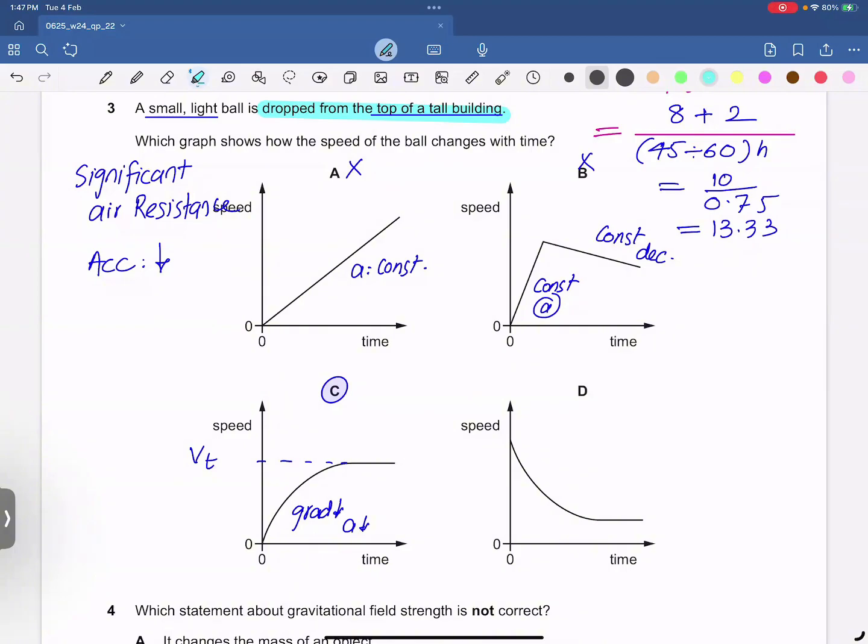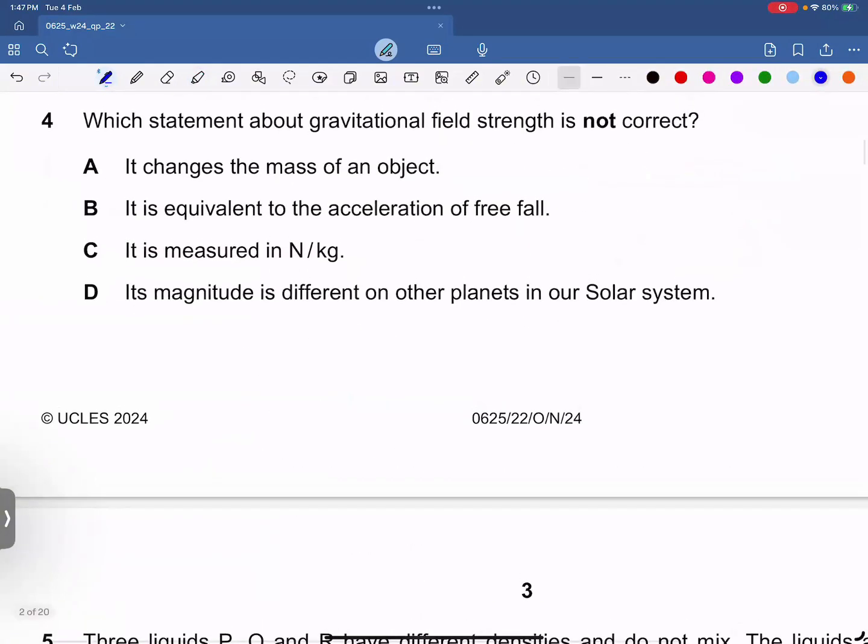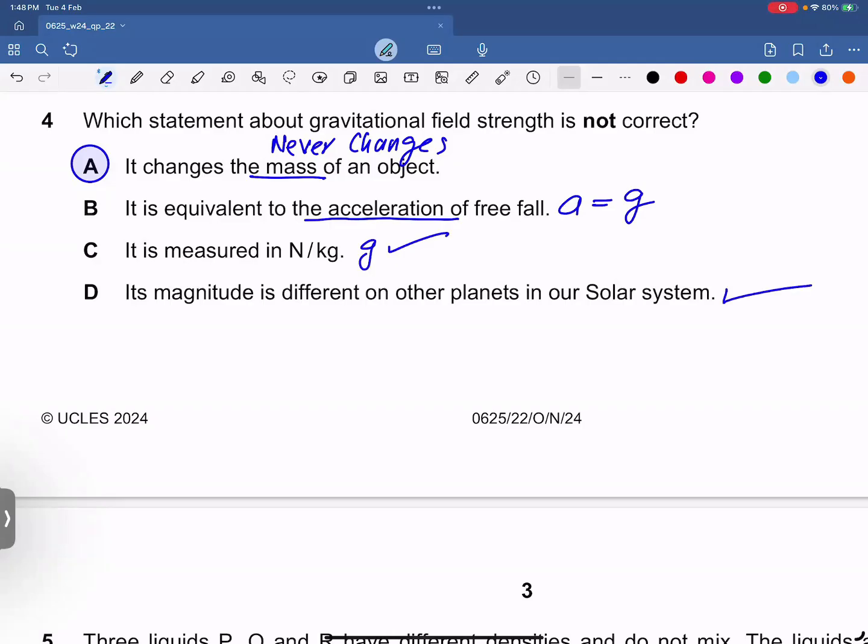We proceed to question number 4. Which statement about gravitational field strength is not correct? It changes the mass of an object. No, my dear, mass never changes due to gravitational field. The other things are okay. Gravitational field strength is equivalent to acceleration of free fall. Yes, that is actually g. Newton per kg, yes. Magnitude is different on other planets, yes. So the wrong statement is option A.